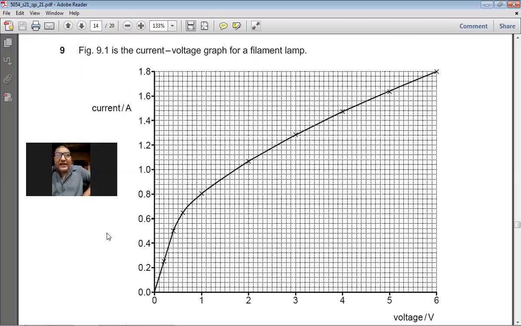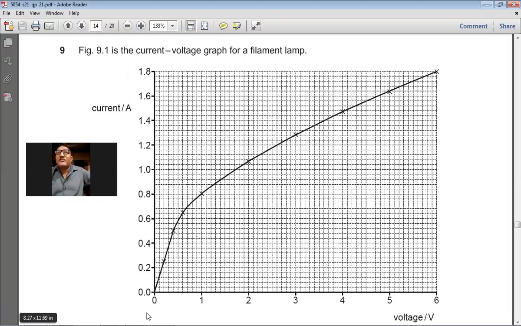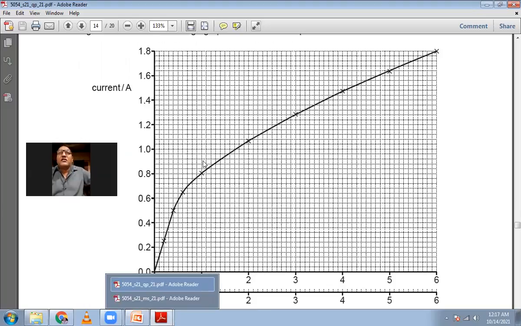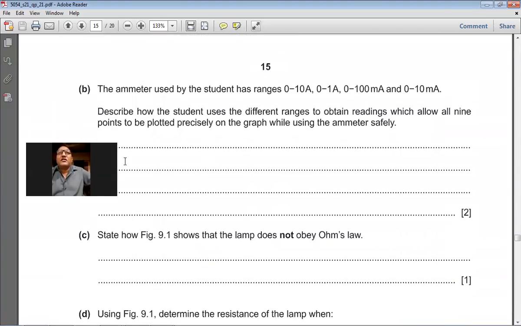So 1.8 ampere is the maximum current which flows through the filament lamp. And the minimum current flowing, which we recorded, is 0.2324 ampere. So remember these numbers, okay? So maximum current flowing is 1.8 ampere. So look at the ranges he gave you.